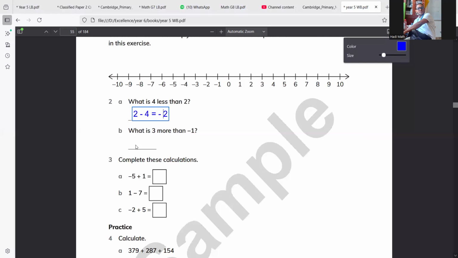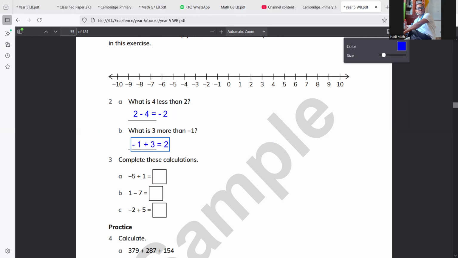Is negative. What is 3 more than negative 1? That means negative 1, then you add to it 3. Negative 1 plus 3. 1 is negative and the 3 is positive. So they are different signs. Different signs, subtract. The answer is 2 because 3 minus 1 is 2.